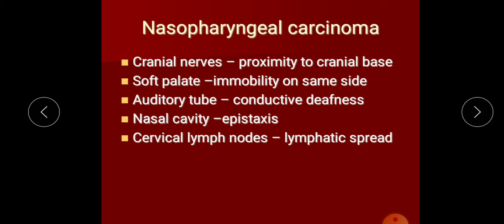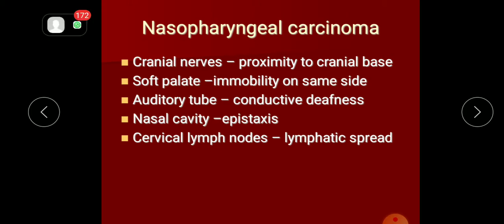If it infiltrates the soft palate, it can lead to immobility on the same side of the palate. Auditory tube, if it infiltrates, it can lead to deafness there, conductive deafness. To the nasal cavity, can lead to epistaxis. Lymphatic spread can occur to the cervical lymph nodes, in such a way it can either infiltrate into the nearby structures or spread to the lymph nodes because of the lymphatic spread.